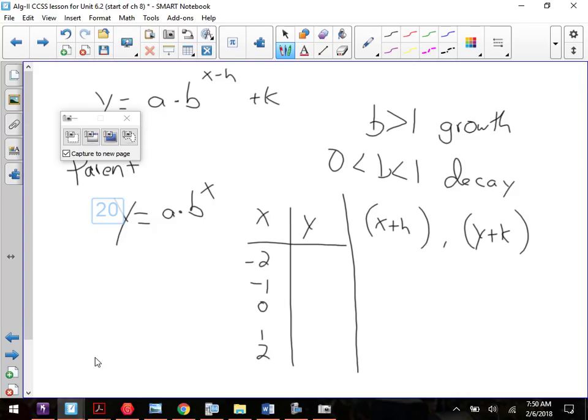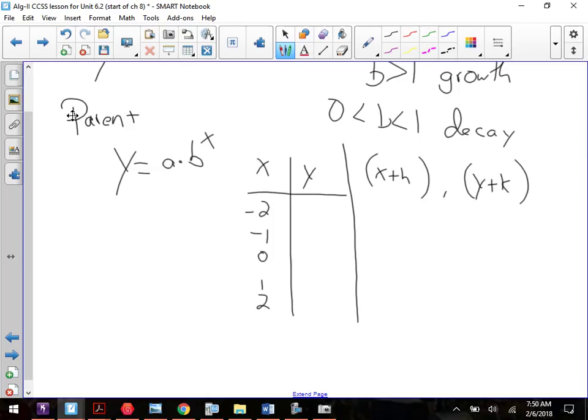So real fast, there are a couple of quick tricks. The parent has a horizontal asymptote at y equals 0. The shifted asymptote is at y equals k. So your horizontal asymptote for the parent function will be at y equals 0, and your shifted asymptote will be at y equals k. And that's a nice little trick to remember, because then you'll understand where everything's being plotted and moved around to.